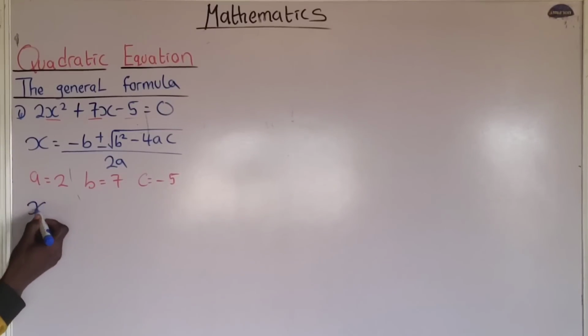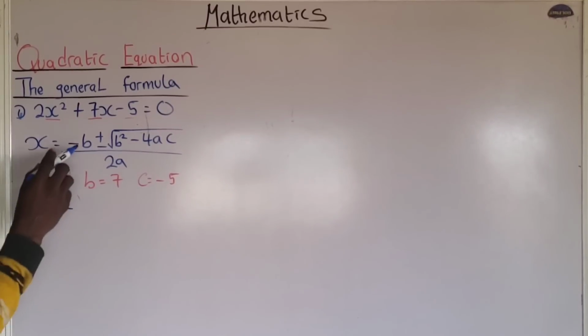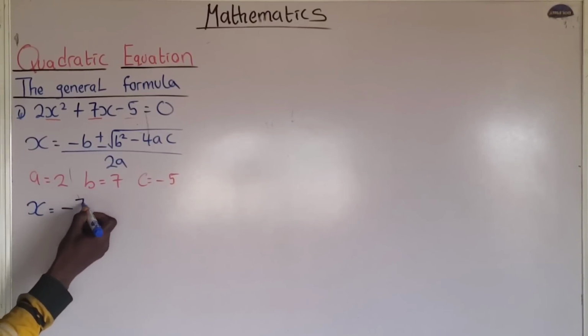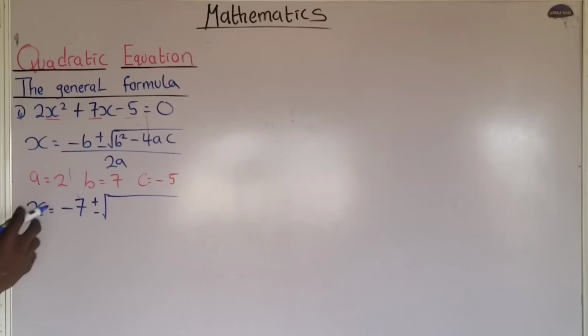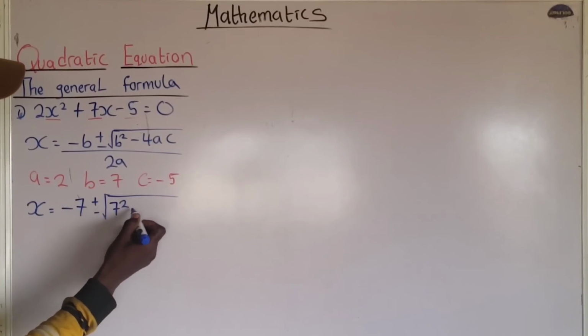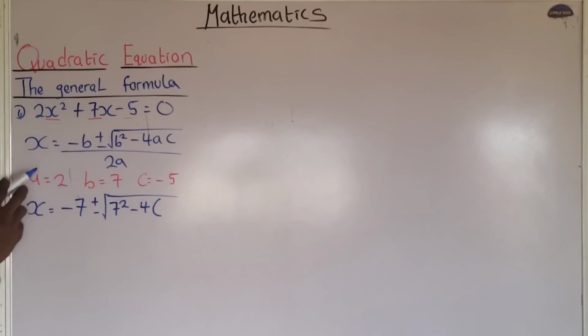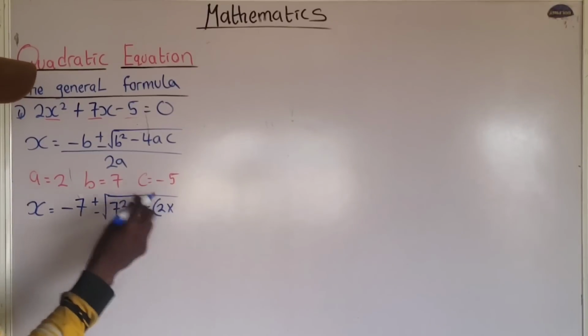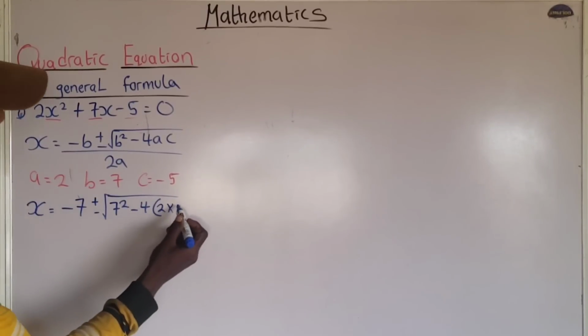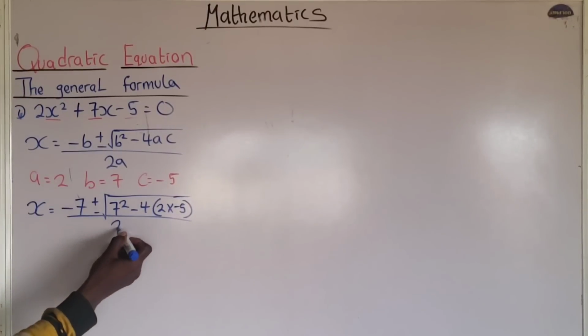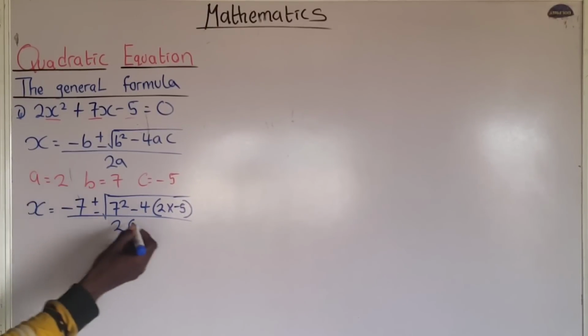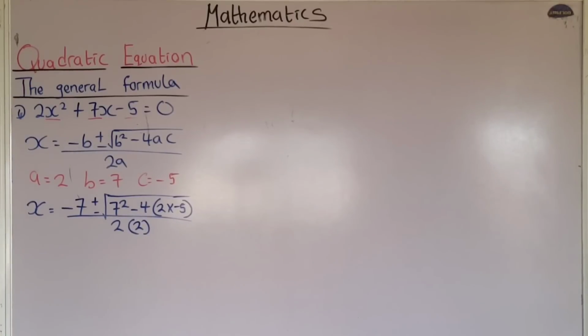So here I'm going to have x is equal to minus b. B is what? 7. So I'm going to substitute it as minus 7 plus or minus the square root of b squared. B is 7, so I'm going to have 7 squared minus 4 multiplied by a. A is 2, multiplied by c. C is what? Negative 5. So I'm going to have multiplied by negative 5, all over 2a, which is 2 multiplied by a. A is 2, so I'm going to have 2 multiplied by 2. I'm very sure you understood how I got to this point. If you didn't understand, kindly reverse the video and listen to the explanation again, okay?